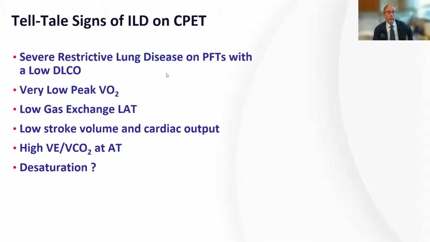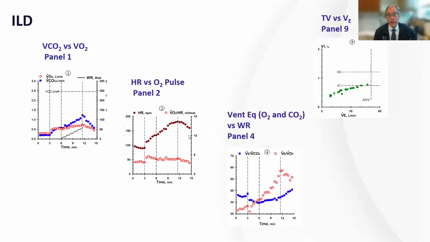Okay, so ILD, again, you're going to have imaging, PFTs, other things to look at, but they're going to have signs that are very similar to pulmonary vascular disease. And frequently they actually desaturate. And sometimes they have to actually be studied on high FiO2 because they're unable to do a CPET on room air. But what you'll see is very similar to what we saw before, low peak oxygen uptake.